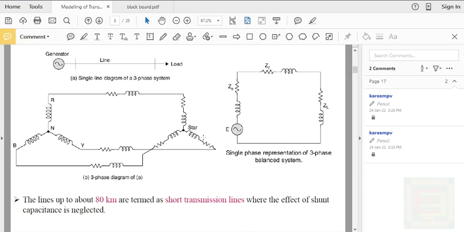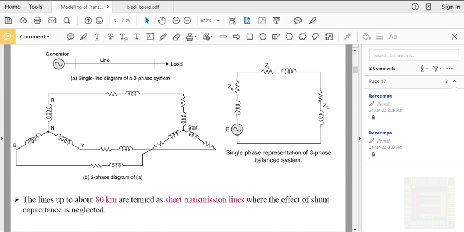As we have seen in the previous classes, the classification of the transmission line based on their length is, one, the short transmission line. If the length of the line is up to 80 kilometers, in that case we will be representing the transmission line as a lumped impedance in terms of its resistance and inductance, and we will be completely neglecting the line capacitance.